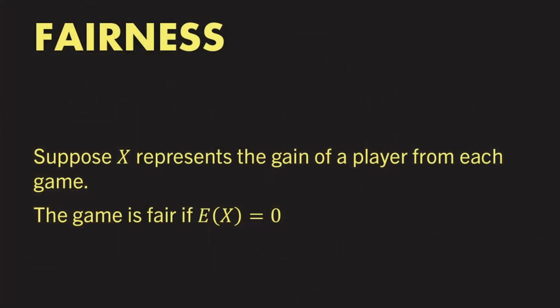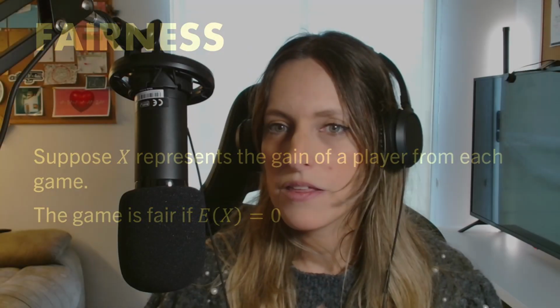The definition for fairness is going to be, suppose you have X that represents the gain of a player from each game. The game is said to be fair if the expected value of X equals 0. That is going to be your definition. Let's put it in action.